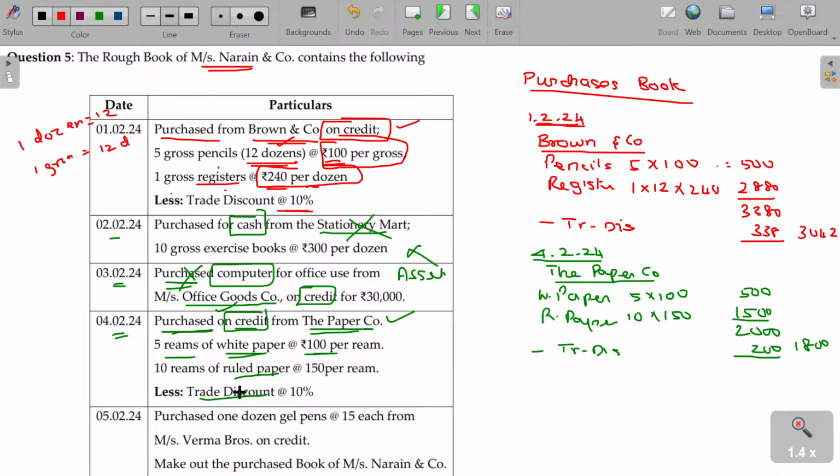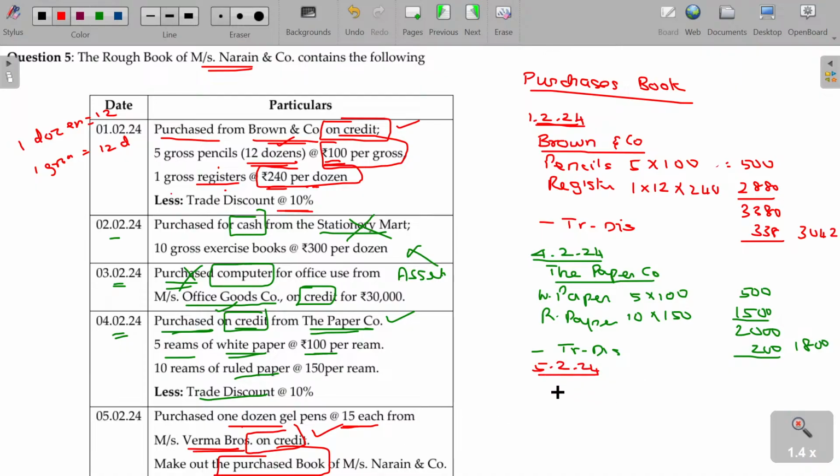Then 5th, purchased 1 dozen gel pens at rupees 15 each from Verma Brothers on credit. Definitely we have to post this here, in the purchases book. So we have to open the purchases book, or purchased book, or bought book. The name may be anything related to the purchase only. All are the same. The date being 5/2/24.